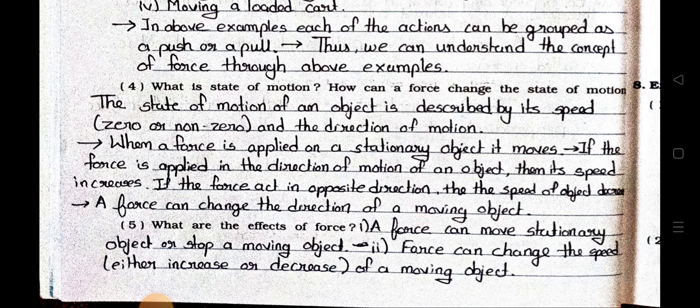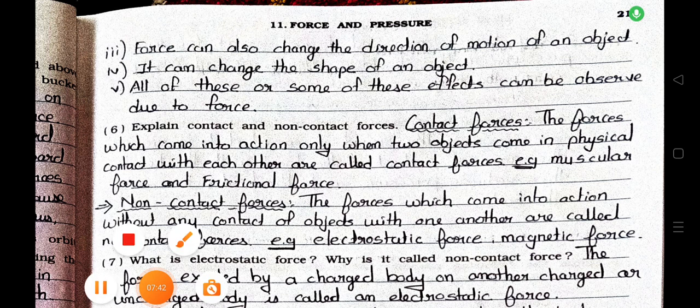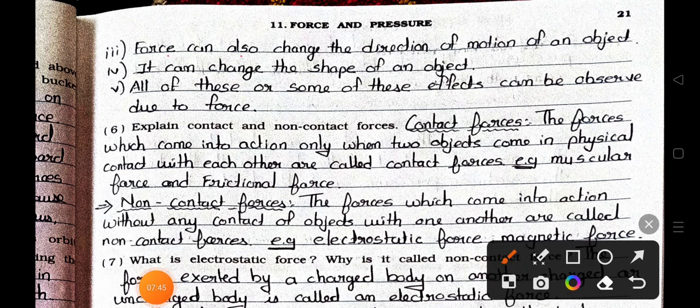See the question number 5. What are the effects of force? Answer is a force can move a stationary object or stop a moving object. Point 2. Force can change the speed, either increase or decrease, of a moving object. Point 3. Force can also change the direction of motion of an object. Point 4. It can change the shape of an object.